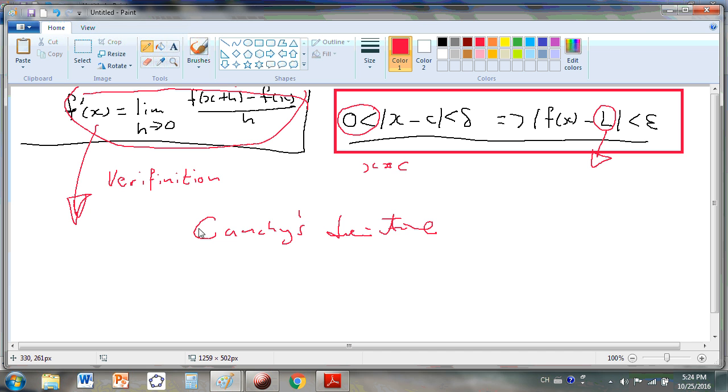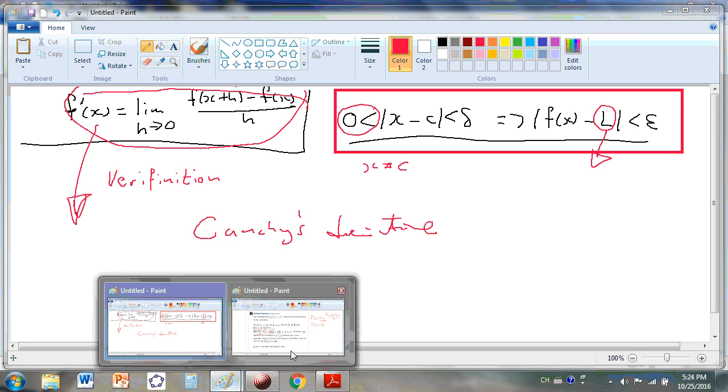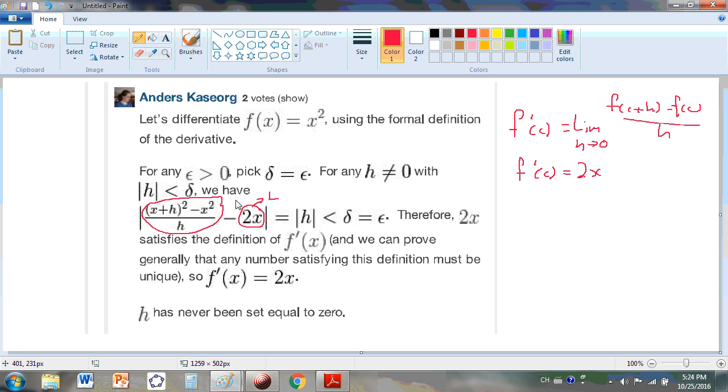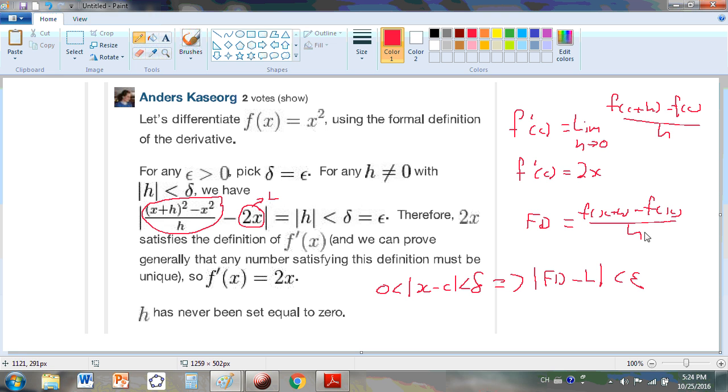Well, very well. So what you've seen here is really a definition. So you have in this definition here, and we could write it out formally like this. We could say 0 is less than |x minus c| is less than delta implies that |fd minus L| is less than epsilon, where fd is equal to f of x plus h, it's the finite difference, minus f of x divided by h, right?